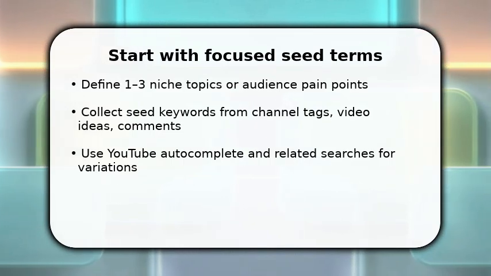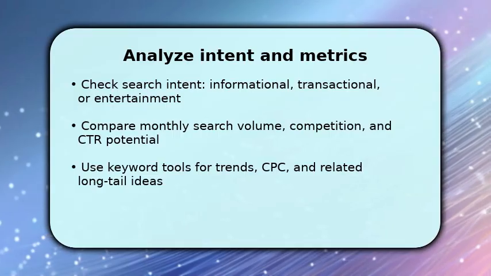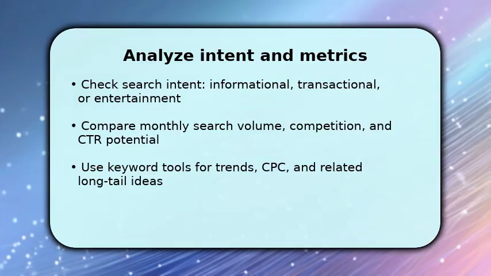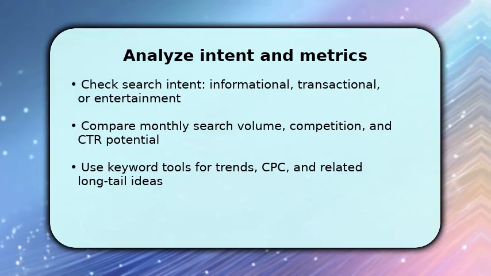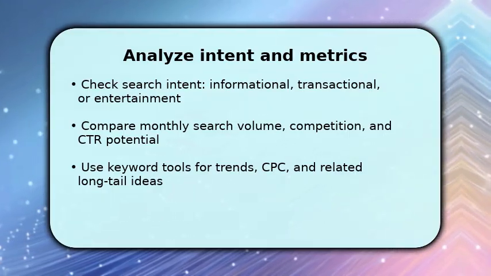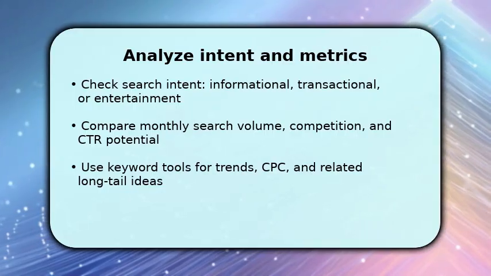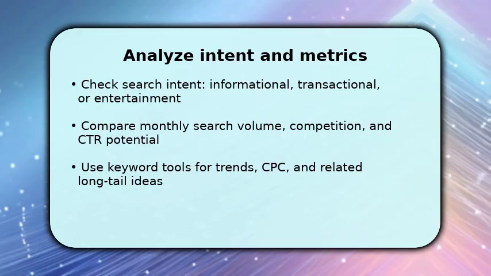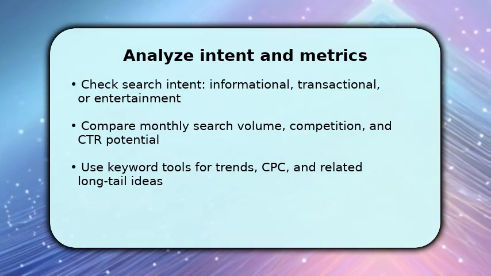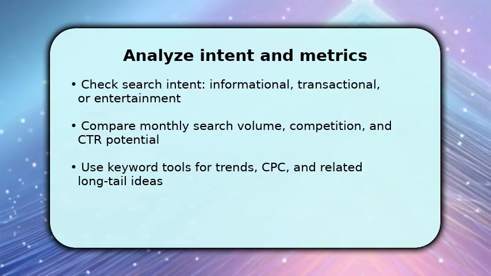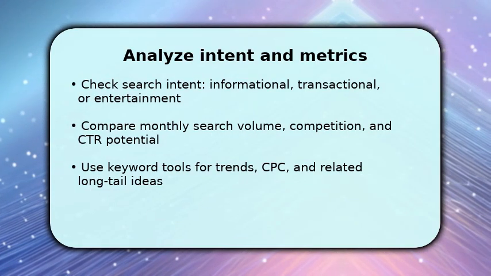viewership and relevance. Now analyze each candidate keyword for intent and performance. You want to know why viewers search that phrase. Make sure to check monthly search volume, relative competition, and likely click-through rate so you prioritize terms that move the needle. Use keyword tools and Google Trends to find rising queries and long-tail variations with lower competition.